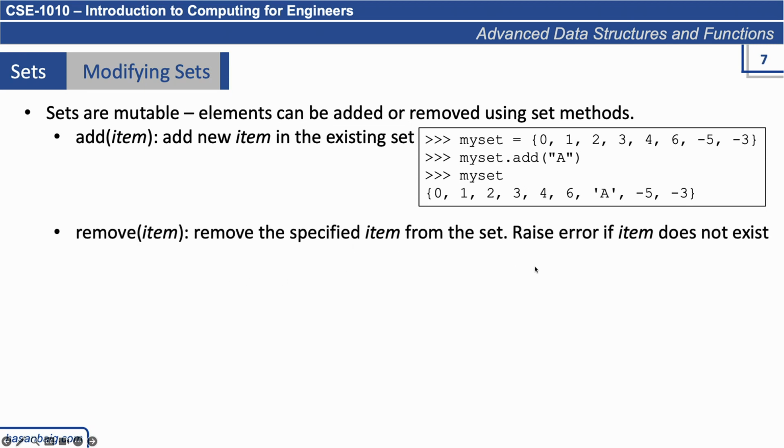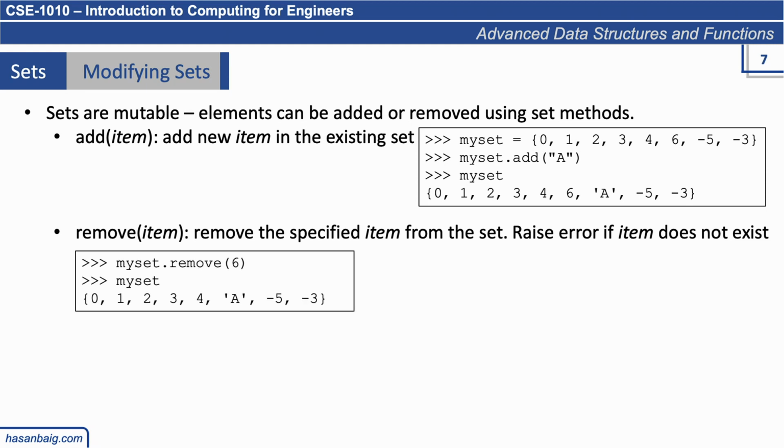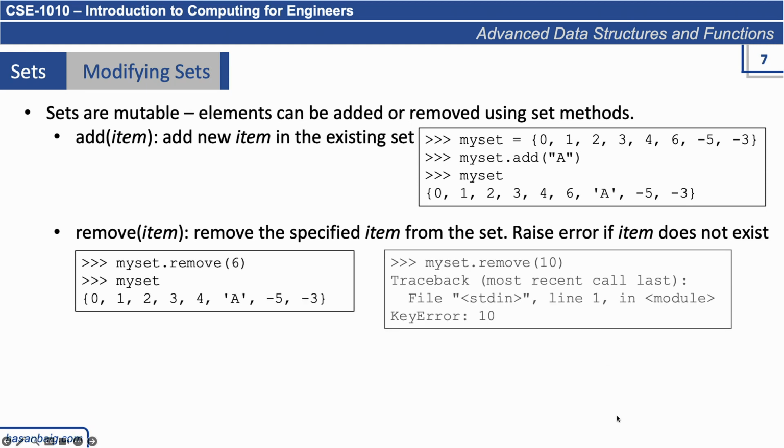Remove item: we can also remove the item by its actual value. So if we know the value in a set, we can just specify that value and it will be removed. If the value does not exist, then it will throw an error. So here, remove 6 removes the value 6 from the original set and returns the updated my set. Now if you try to remove 10, 10 does not exist, so it will throw an error that the key does not exist. Okay?